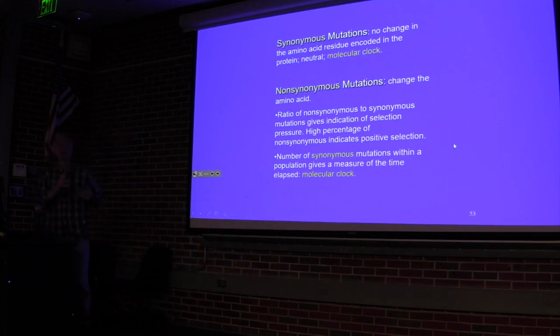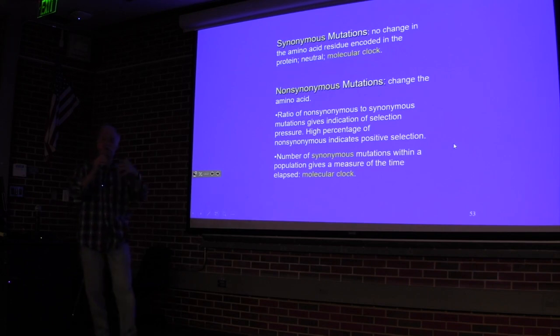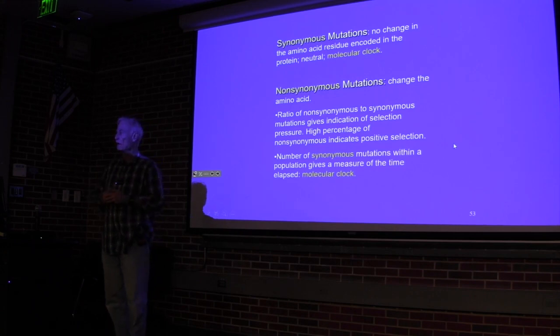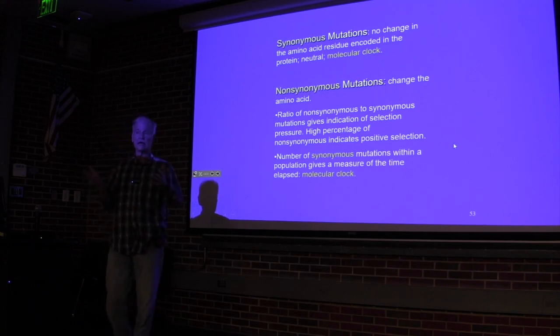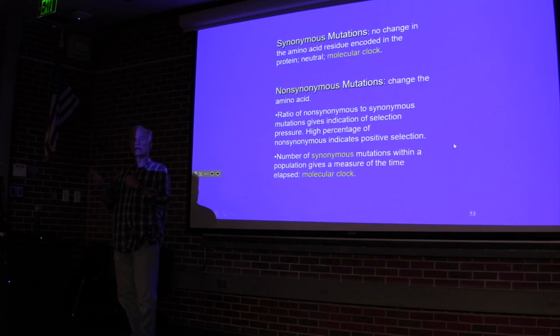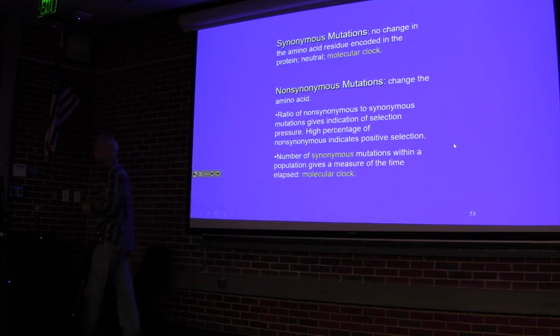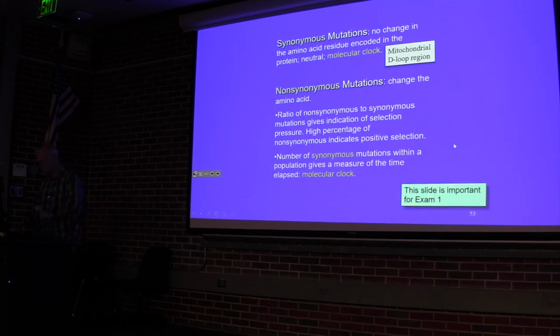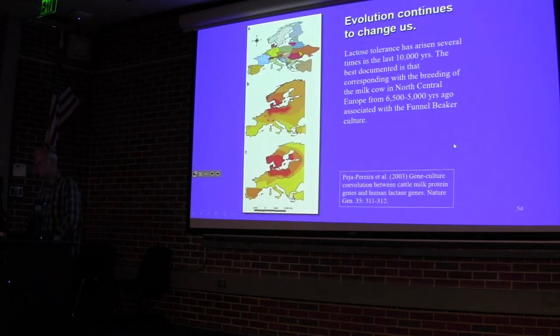So the take home is you don't put it in regions of genes that are expressed as proteins. You put it in something that really doesn't function at the protein level. It's just nucleic acid, where there's no advantage or disadvantage of the mutation. Mitochondrial D-loop region would be the correct answer. Whoa, look at this. Exam 1 alert.